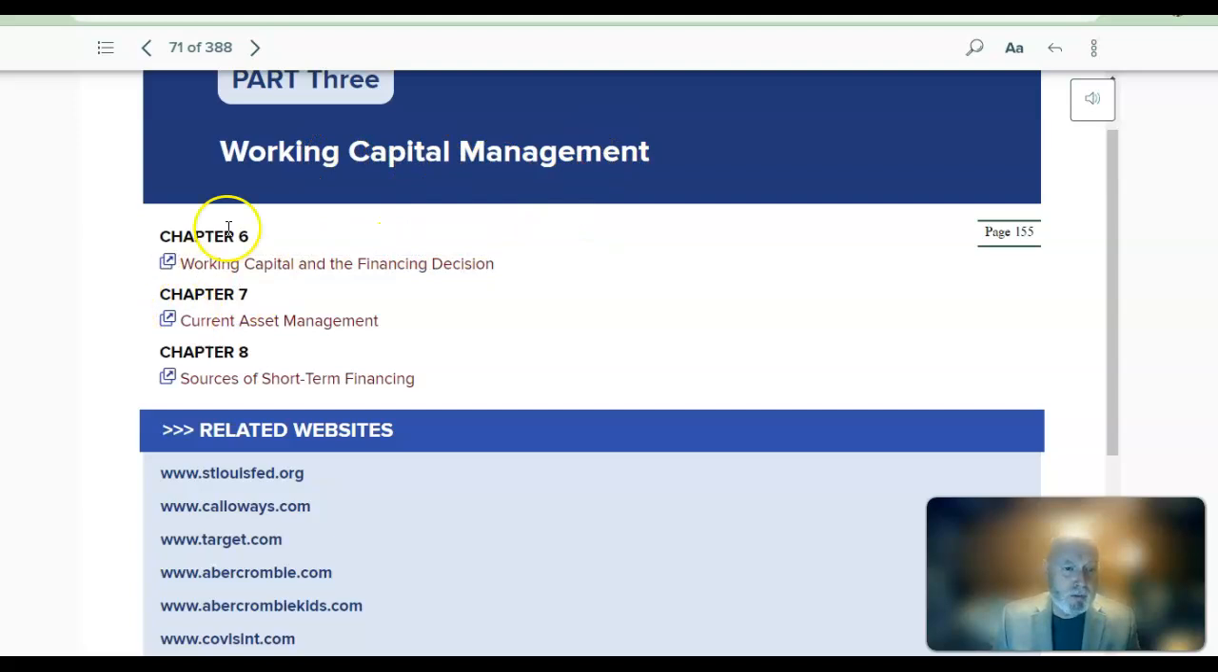Working capital management is the general category of what we're going to cover in part 3 of the text, and we'll talk about asset management and short-term financing next week. So that's coming up.